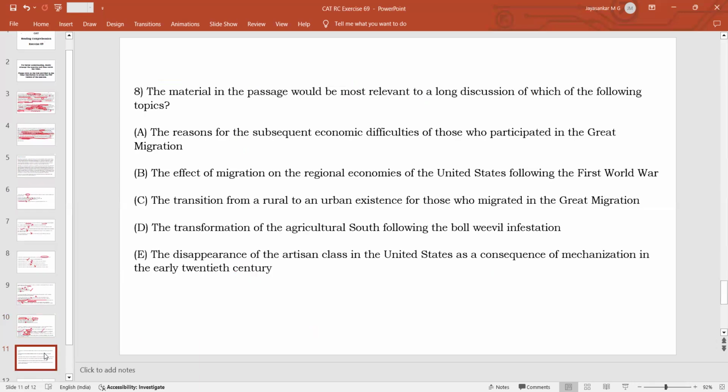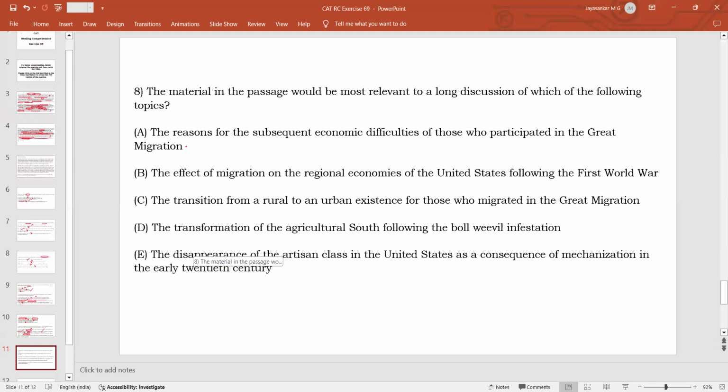All right, the last question. The material in the passage would be most relevant to a long discussion of each of the following topics. So the material in the passage is going to be relevant in what kind of discussions? So option A, the reasons for the subsequent economic difficulties of those who participate in the Great Migration. Probable answer, because the passage, as I said earlier, is not giving any alternative theory regarding why the black workers who migrated from the south to the north did not succeed economically.